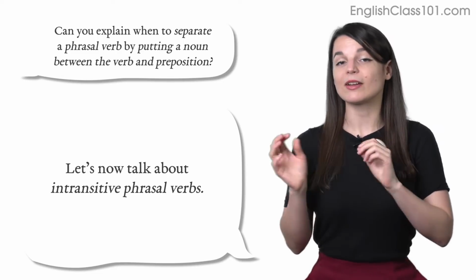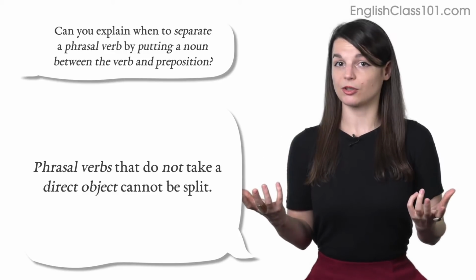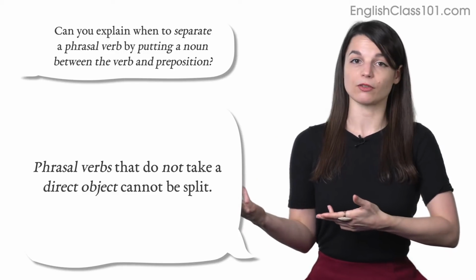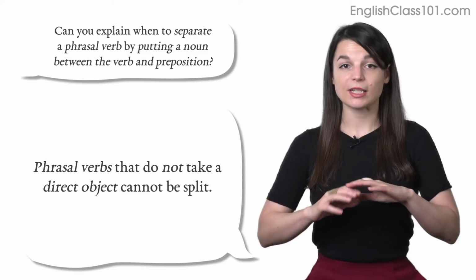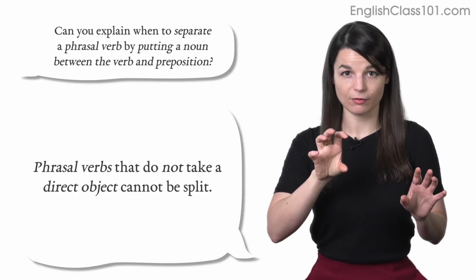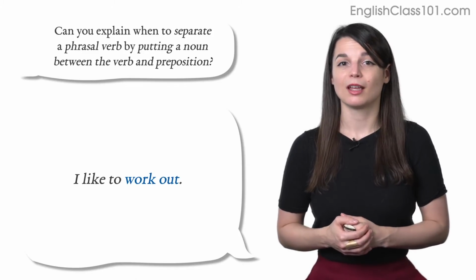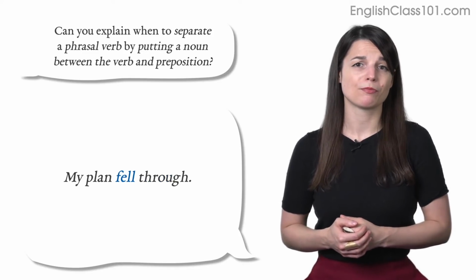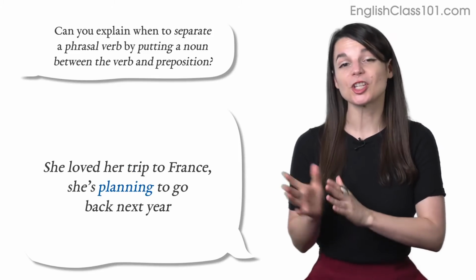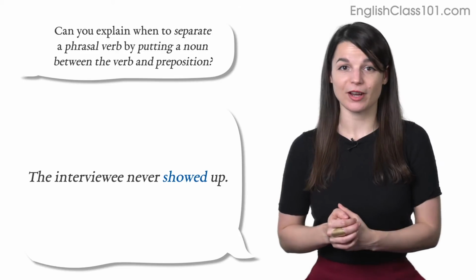Let's now talk about intransitive phrasal verbs. So phrasal verbs that do not take a direct object, which are intransitive phrasal verbs, cannot be split. We cannot move the noun after the phrasal verb to the middle of the phrasal verb. Some examples of this. I like to work out. My plan fell through. She loved her trip to France. She's planning to go back next year. The interviewee never showed up.